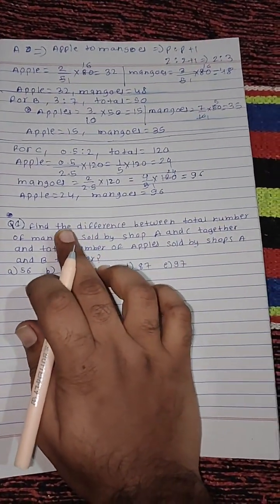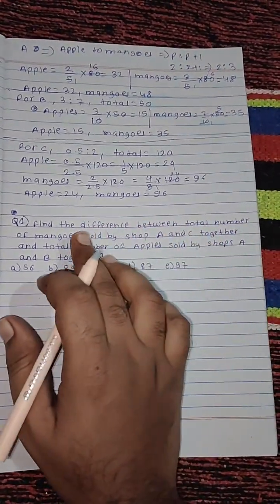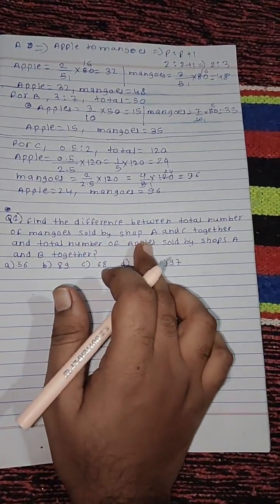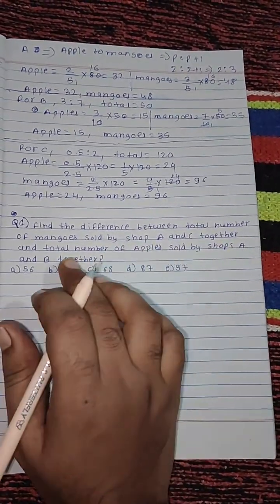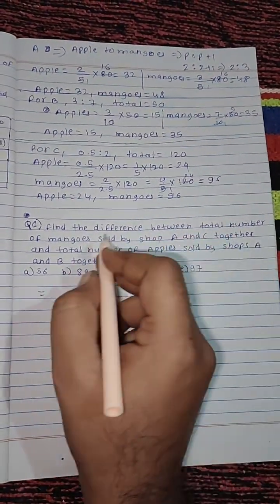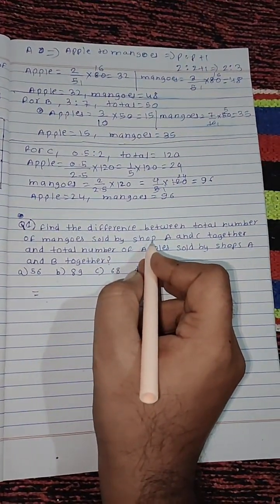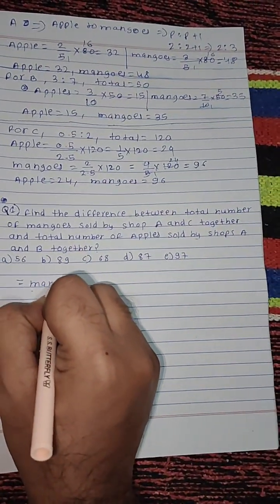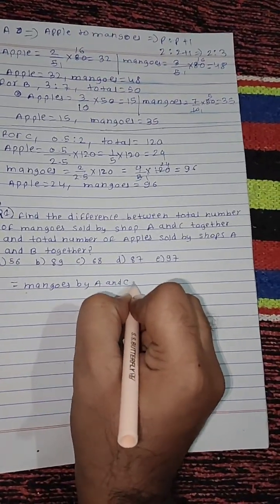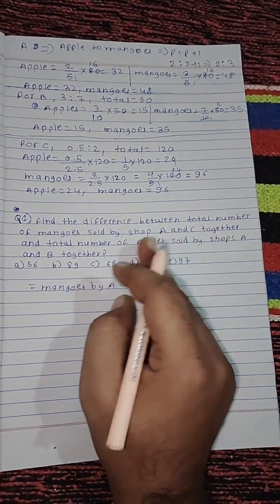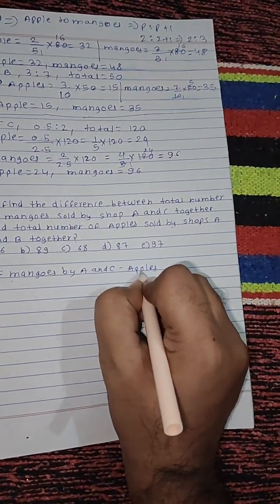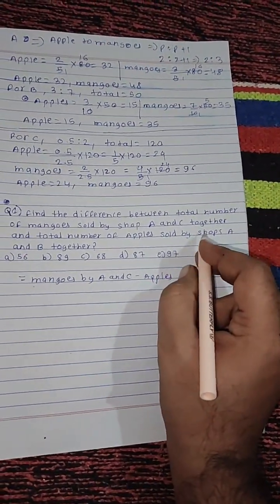So question 1 is: find the difference between the total number of mangoes sold by shop A and C together and the total number of apples sold by shop A and B together. So we need to find the difference between the total number of mangoes by A and C together, and the total number of apples by A and B.